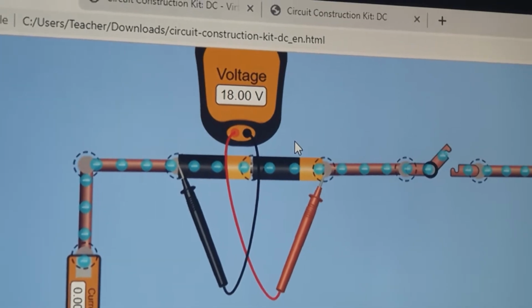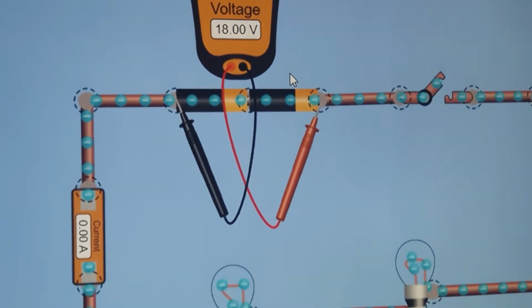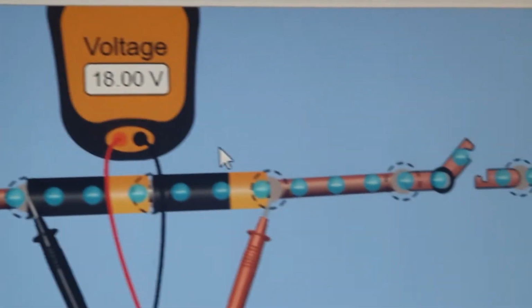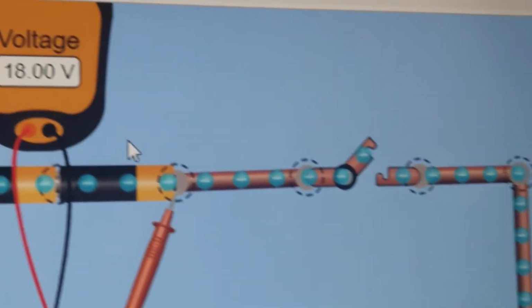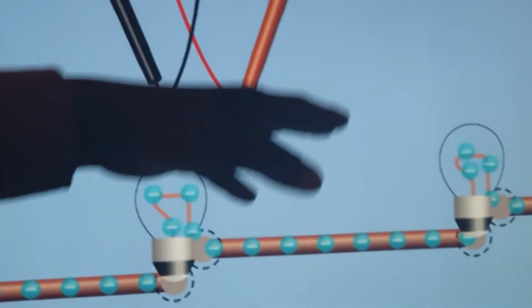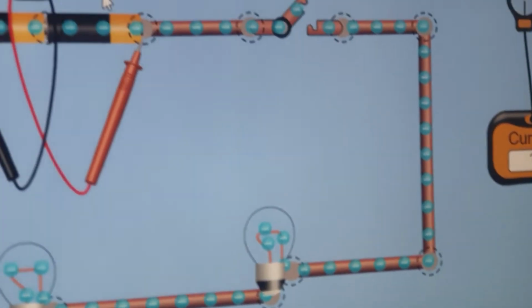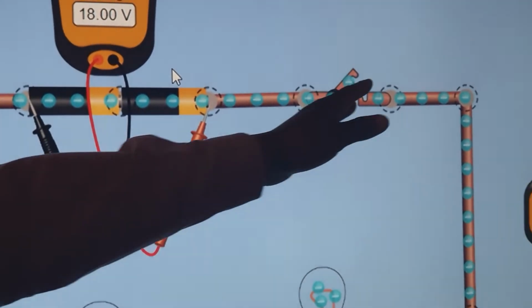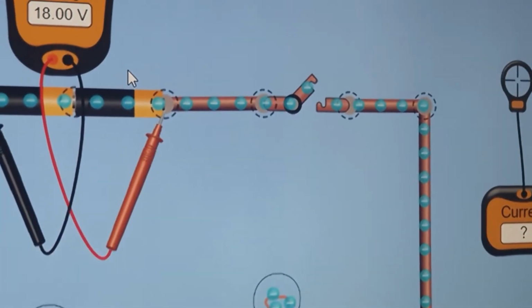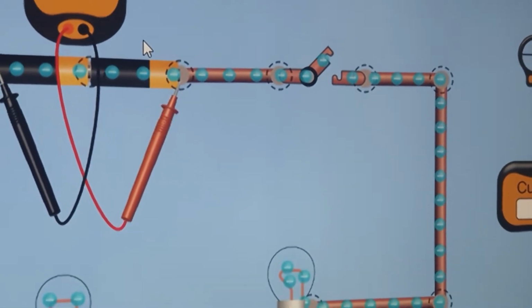Now, in this circuit, you've got 2 batteries connected in series. You've got the connecting wires. You've got the voltmeter across the 2 batteries. You've got the ammeter and the 2 light bulbs connected in series. There you've got a switch. Now, as it is, the switch is open. You can clearly see that there is no movement there. So it means that the current is not flowing.